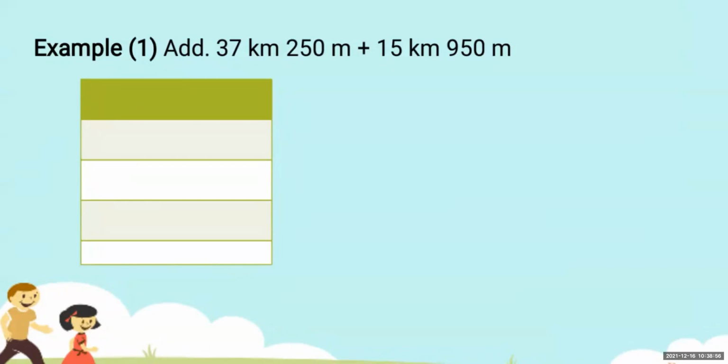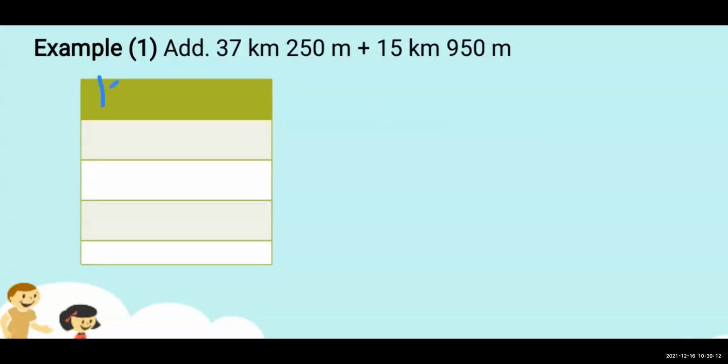We have used the unit kilometer. So after the question there should be a table. Now how many boxes do we need in the table? We want 5 rows and 2 columns. So in one column what will we write? We'll write kilometer, and in one column we'll write meter. Clear? First step clear, everyone? There are 2 units, that is kilometer and meter. We'll make a table containing 2 columns and 5 rows.